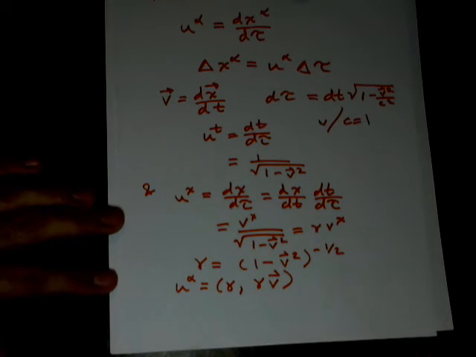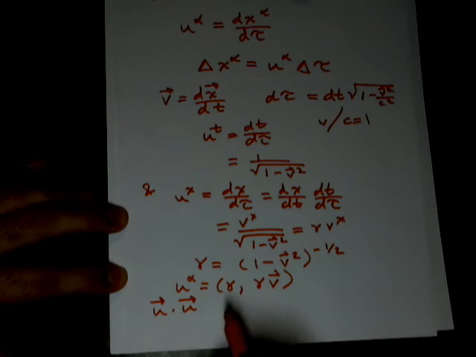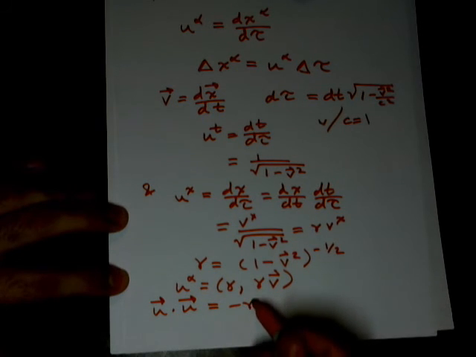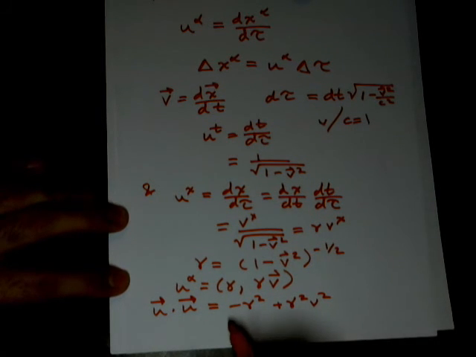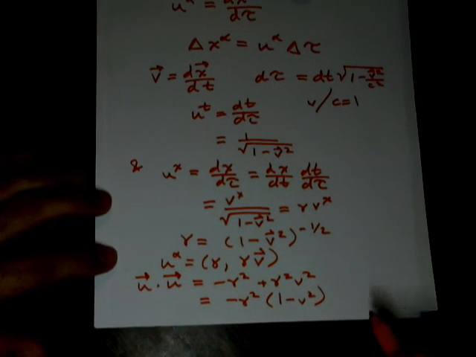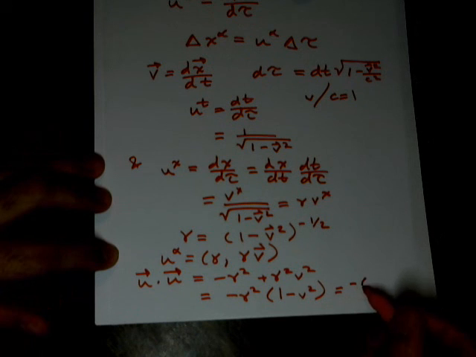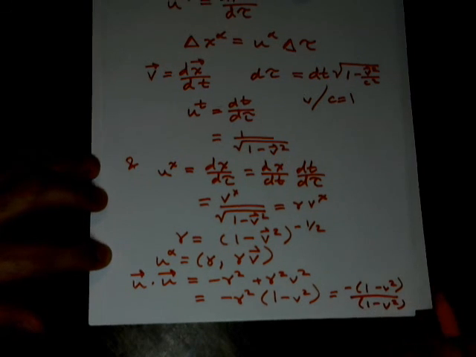And an immediate consequence of this result is that the scalar product of our 4 velocity with itself, u vector dotted into u, we get minus gamma squared plus gamma squared times velocity squared, which equals minus gamma squared, and factor that out, we get a 1 minus v squared, and this equals minus 1 minus v squared divided by 1 minus v squared, and this is equal to minus 1, which is interesting.